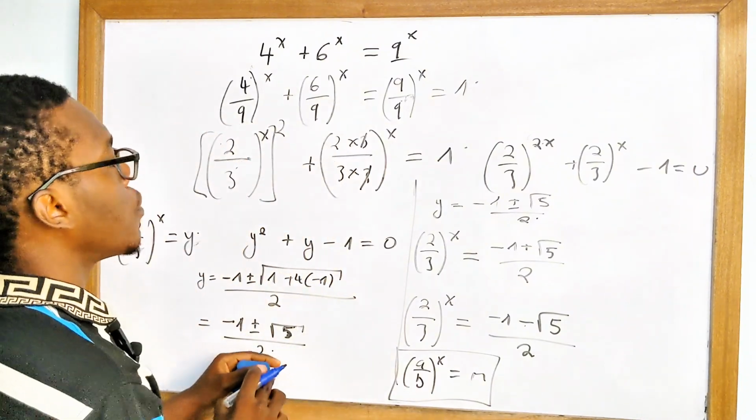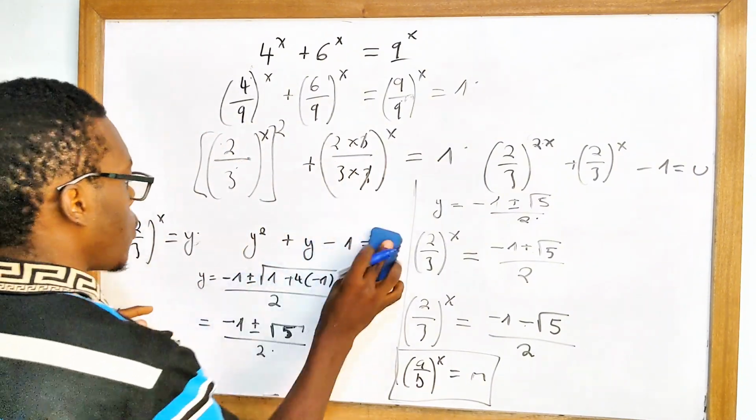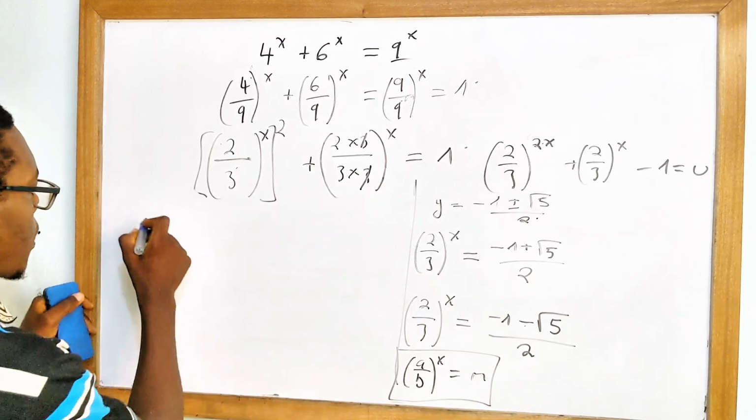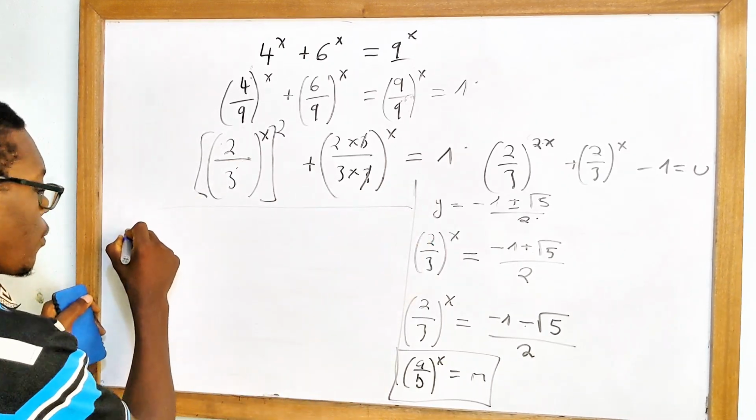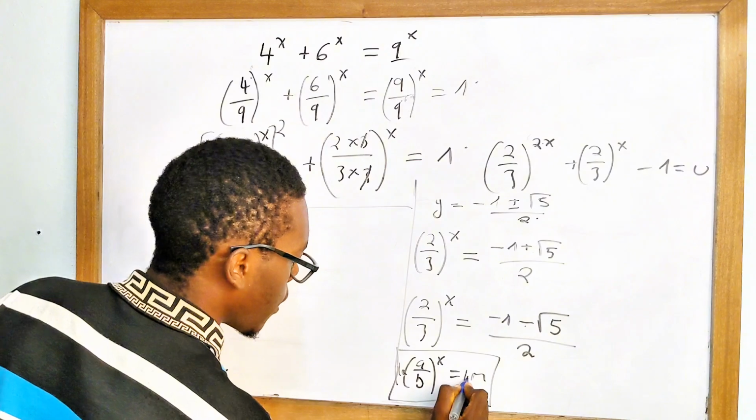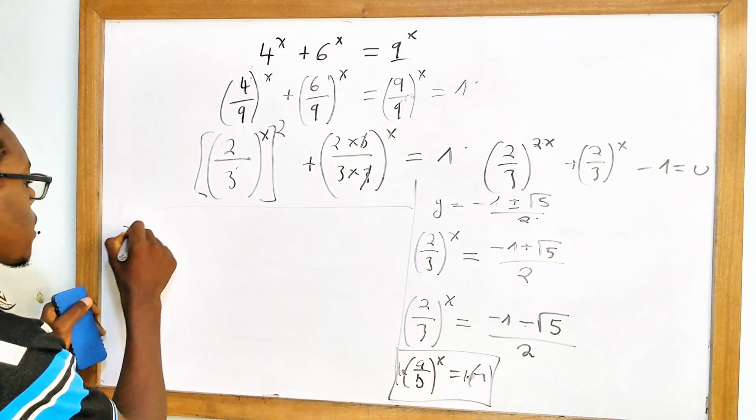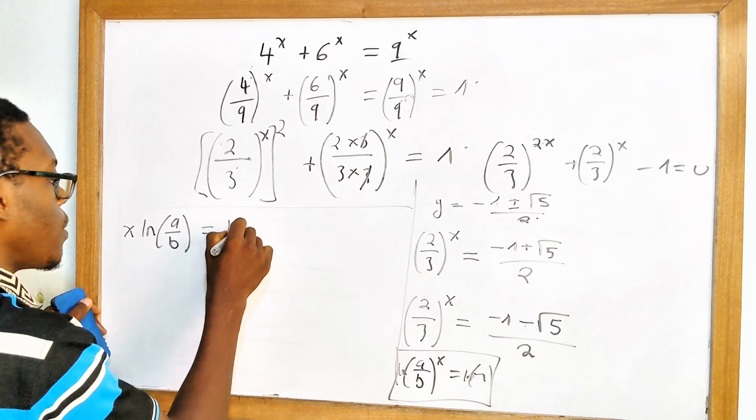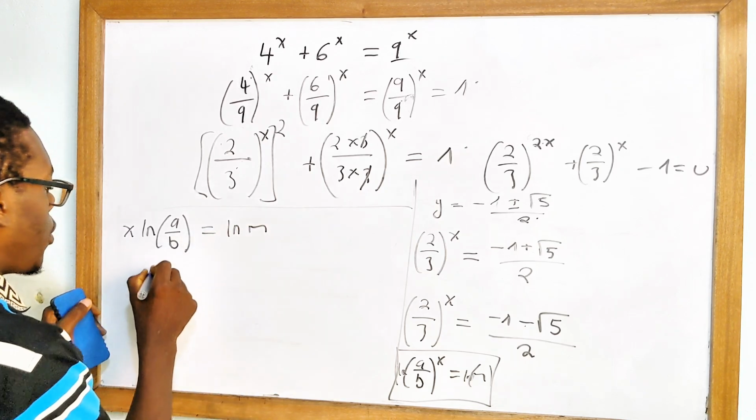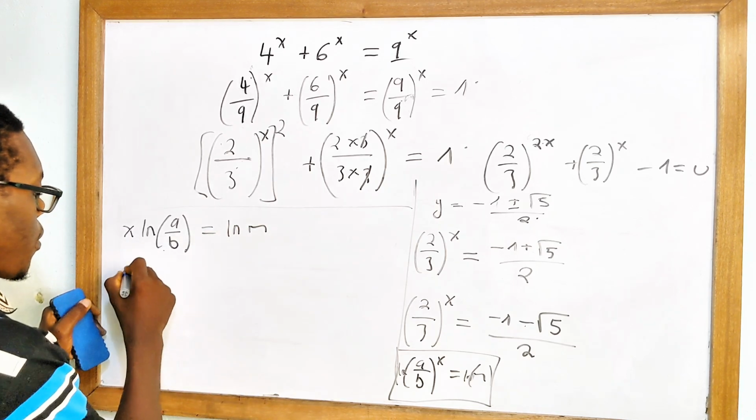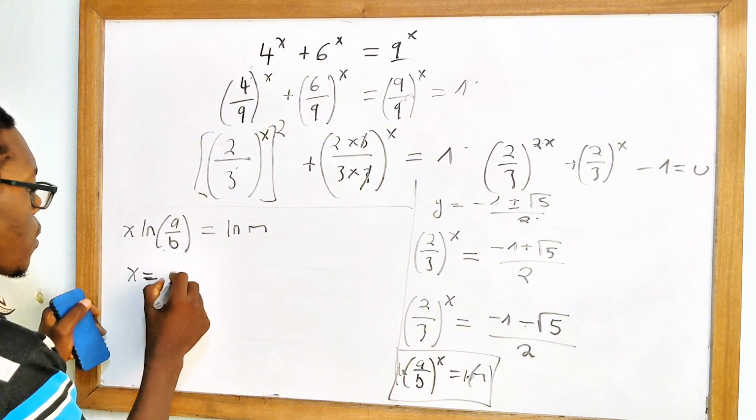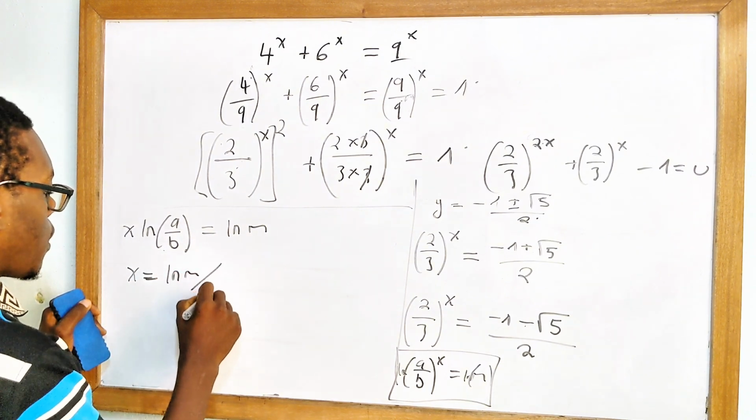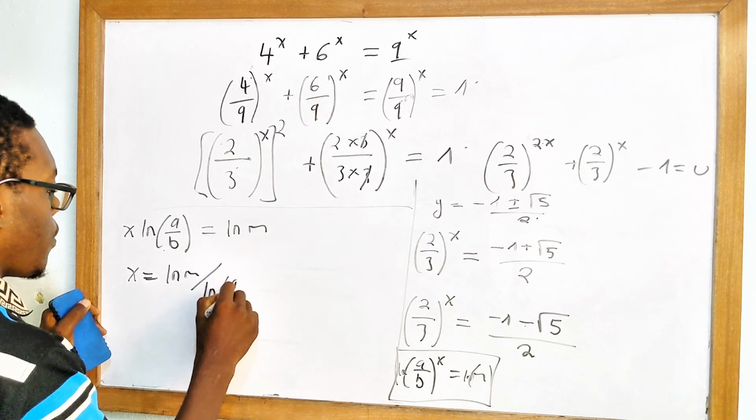Let's do it here. Hope you pause and take a look at it. We take log here and log here. That will be x log of a all over b equals log of m. We know that log of a all over b equals log a minus log b. Hence we are going to have x equals, we divide by that, log m all over log of a over b.